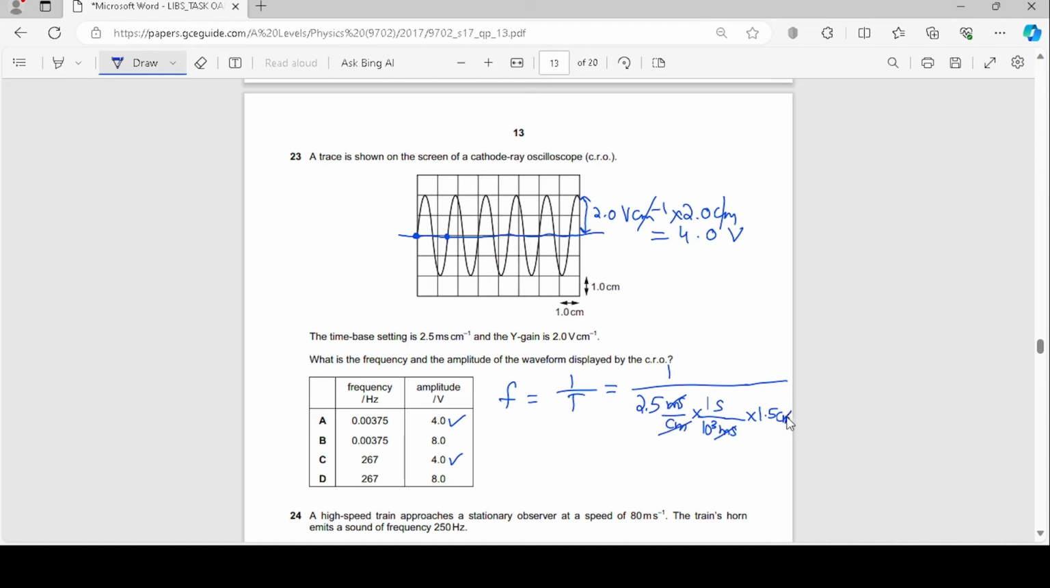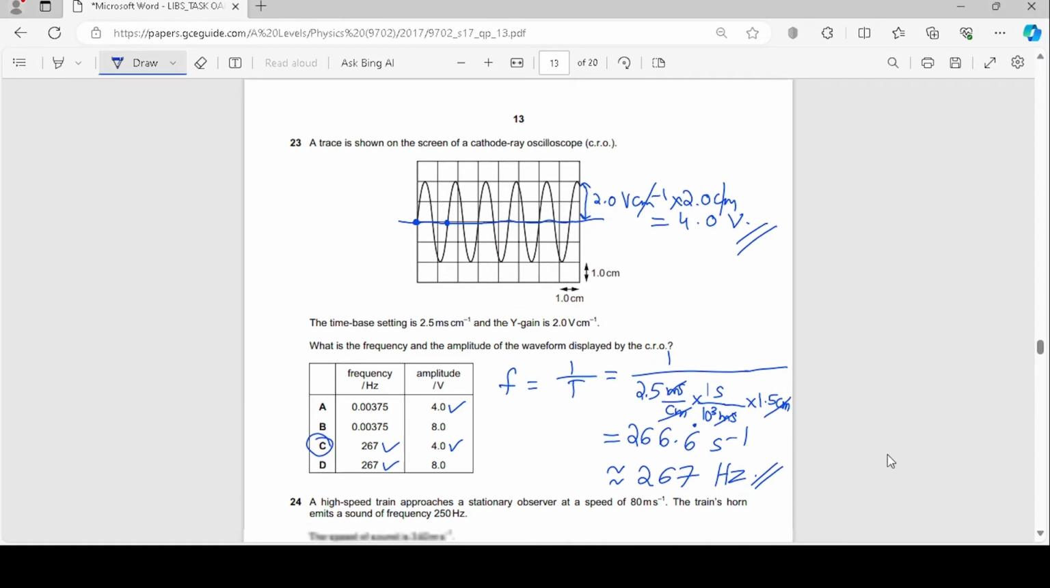So yeah, and then I'm going to get this as 1 over 2.5 into 1 over 10 to the power of 3 into 1.5. That is going to give me 266.6 recurring s to the minus 1, which is the unit of frequency, or hertz, basically, it's equivalent. And that is approximately 267 hertz, right? Correct to 3 significant figures. And so it's either C or D, and because I have 2 ticks on C, C is going to be my answer.